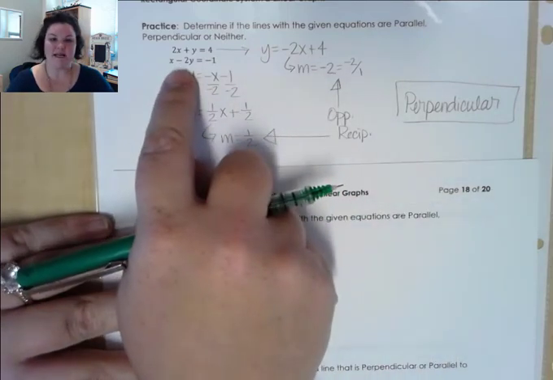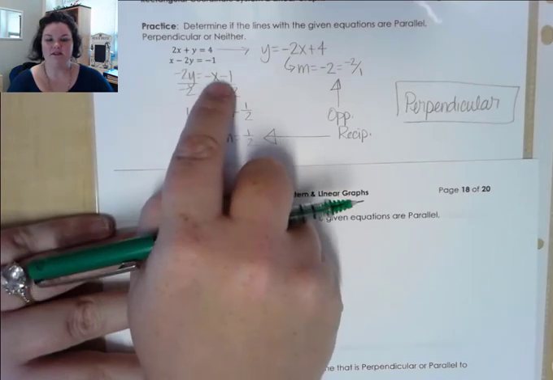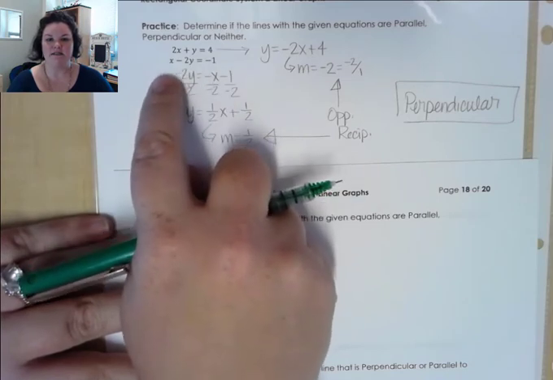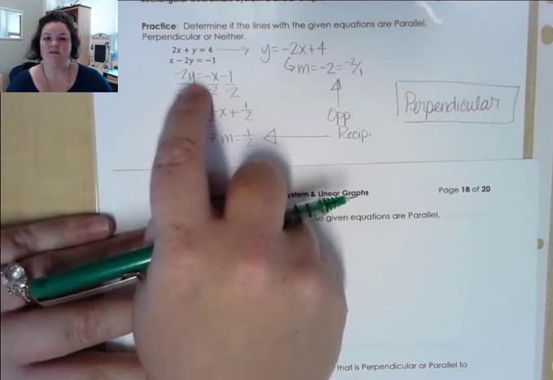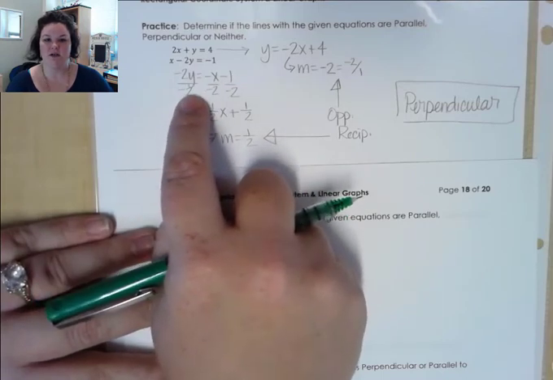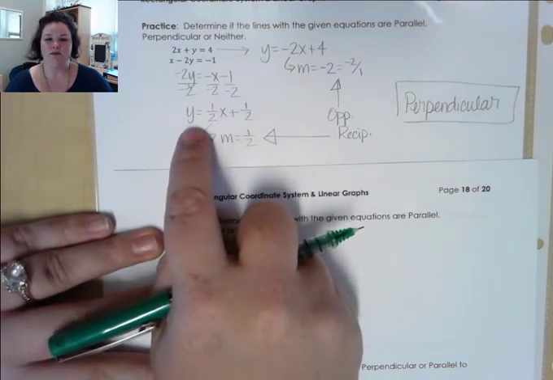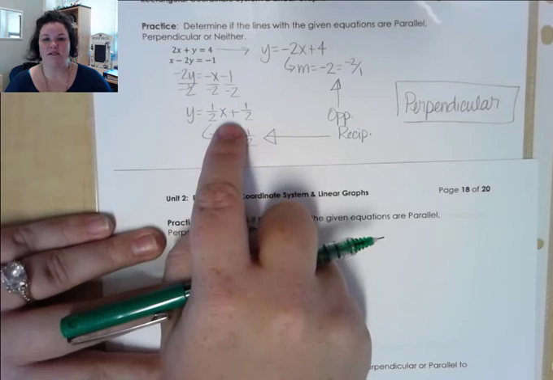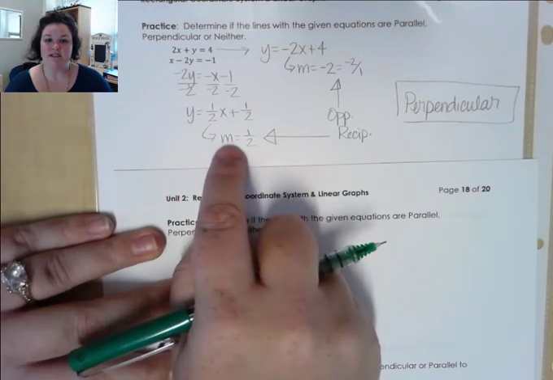Then I want to look at my second line. To solve it for y, I need to move my x to the other side. Notice it's a positive x, so I subtract it to the other side. And then to get y by itself, I divide off the negative 2. So I divide it off of every single term, and that leaves me with y is equal to positive 1/2 x + 1/2.